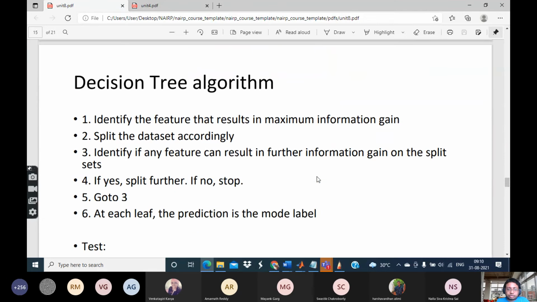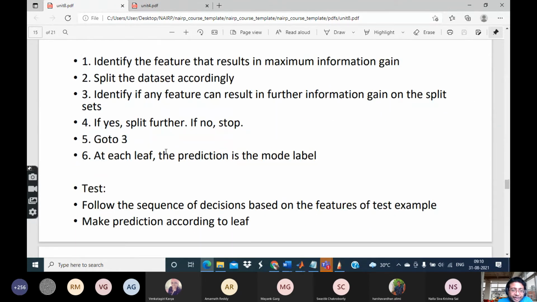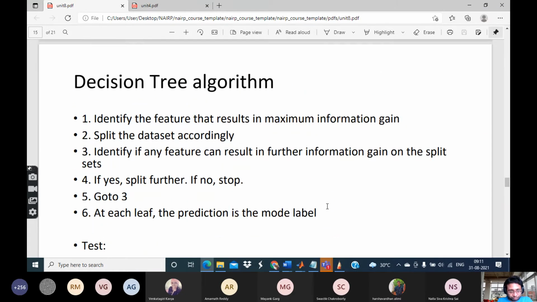So this is the decision tree algorithm. This is how the training phase works. Now what happens in the testing phase? In the testing phase of the decision tree algorithm, we get an example which of course has certain features. So what you do is you just follow the sequence of decisions based on the features of the test example, and accordingly you make the prediction.